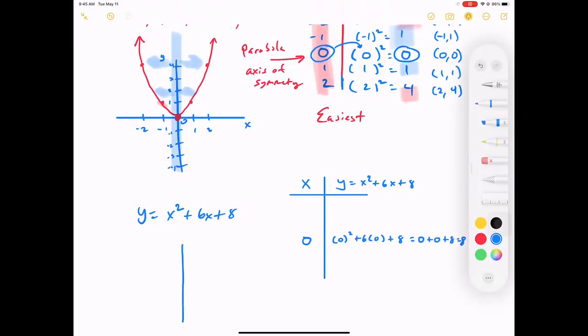Let's go ahead and graph this on the side. When x is 0, y is 8, okay? When x is 0, here's 0, 1, 2, 3, 4, 5, 6, 7, 8. My goodness, that was a lot of work, okay?